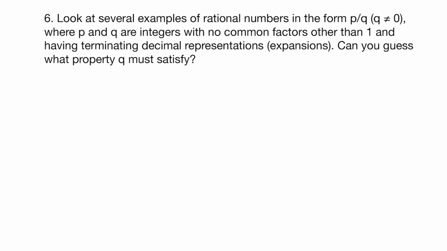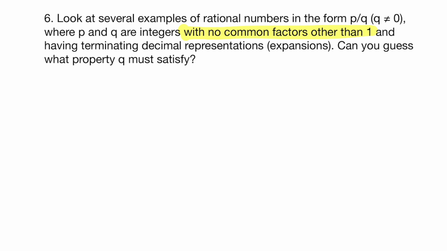Look at several examples of rational numbers in the form of p by q where q is not equal to 0, where p and q are integers with no common factors other than 1. So this is the point that you have to know: with no common factors other than 1, and have terminating decimal representations. Can you guess what property q must satisfy? So this is the question.